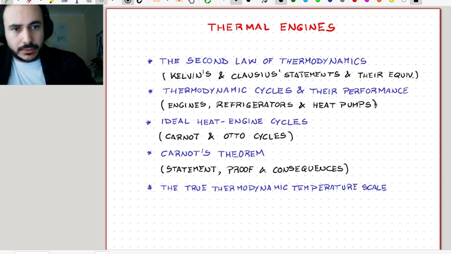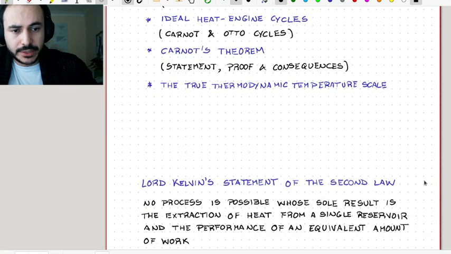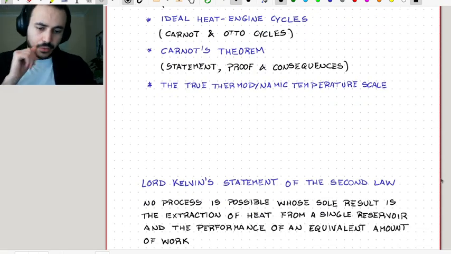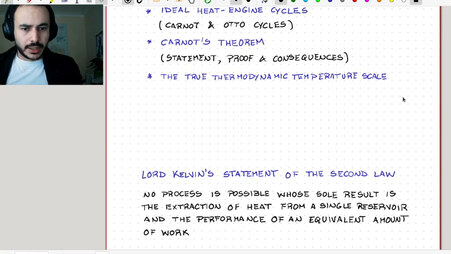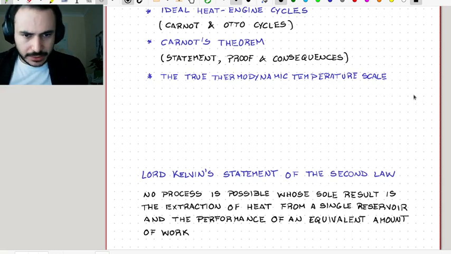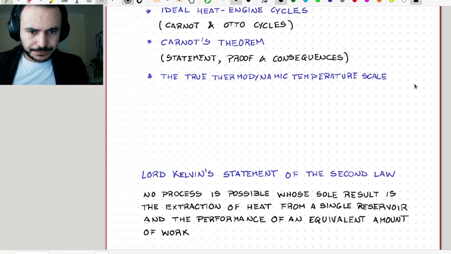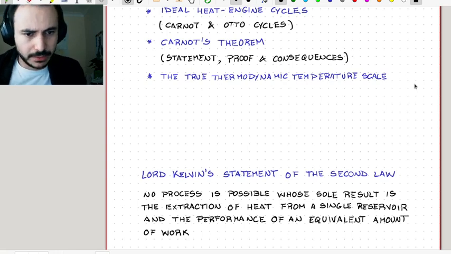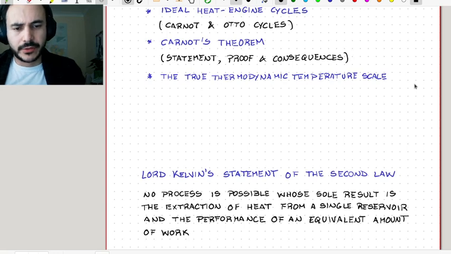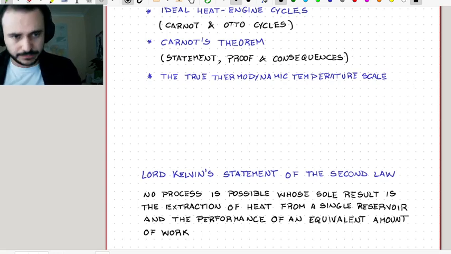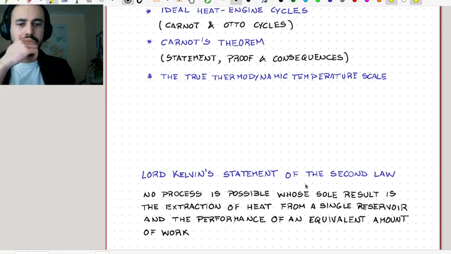Okay, so we'll just begin by stating the second law of thermodynamics in different ways, and the first way, I already wrote it beforehand, not to waste time, is Lord Kelvin's statement of the second law. So let's just read it, and then we will try to process what it says. No process is possible whose sole result is the extraction of heat from a single reservoir and the performance of an equivalent amount of work. Okay, so let's see what it says and take it in.